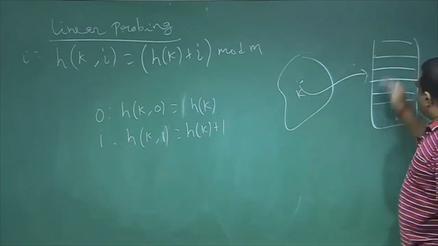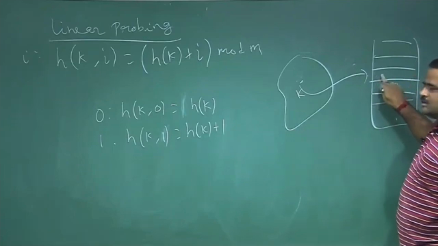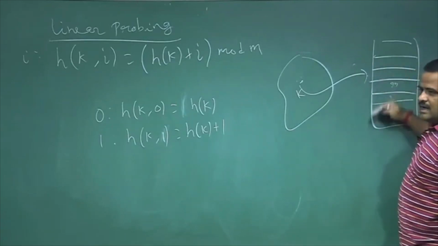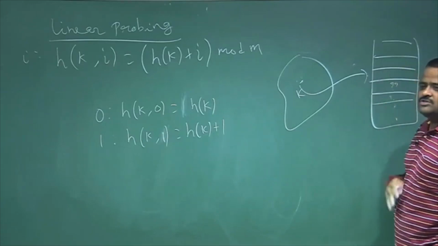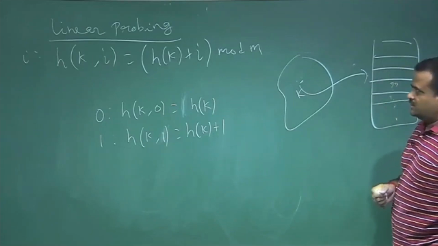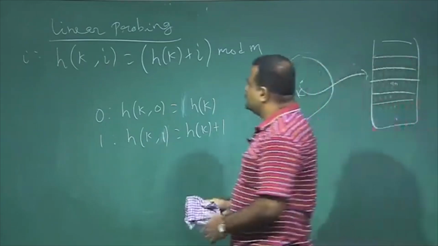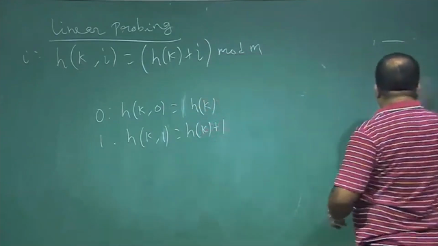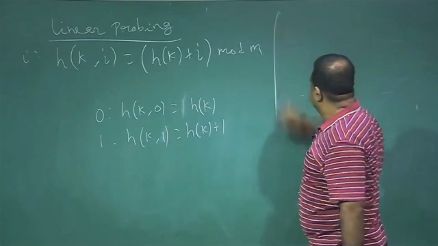So this has a problem of clustering. If it hits an occupied slot, it will just put the key into the next one, so there is clustering among these slots. This is not a uniform distribution among the slots. So to avoid this problem we apply what is called double hashing.